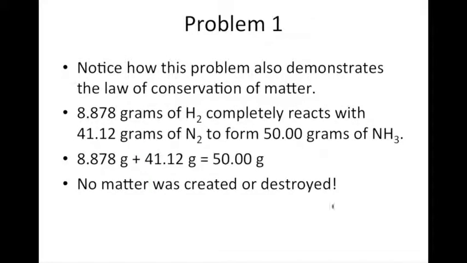And we can also check our work here to be sure that we did obey the law of conservation of matter. We calculated 8.878 grams of hydrogen are required. 41.12 grams of the other reactant, nitrogen, are required to produce 50 grams of ammonia. So if we add up the total masses of our reactants used, that equals 50 grams, which is the mass of the product produced. So no matter was created nor destroyed.